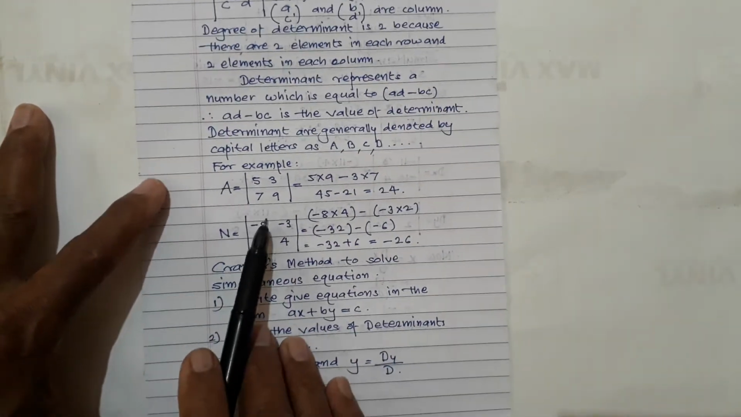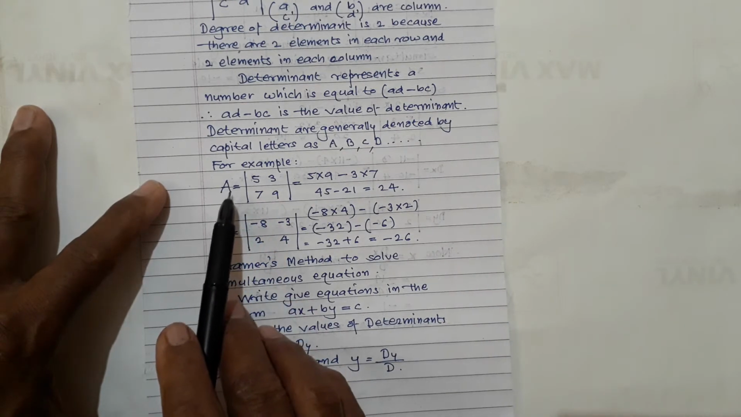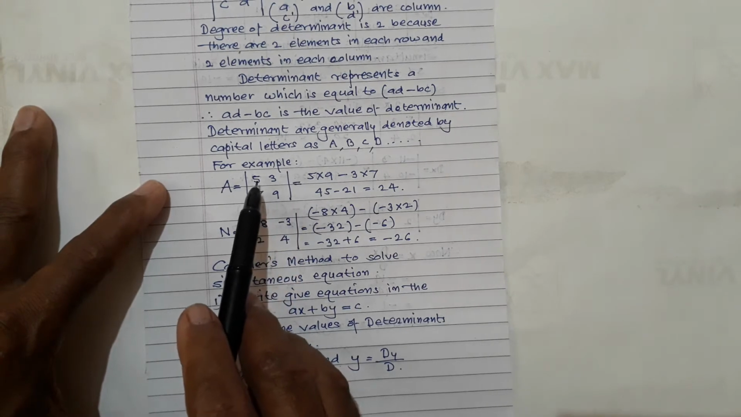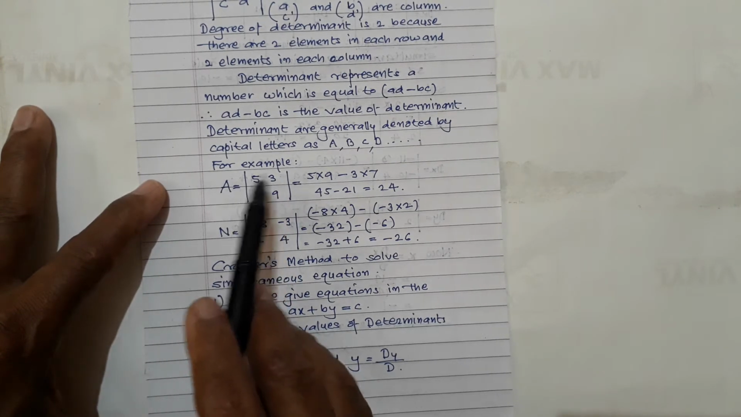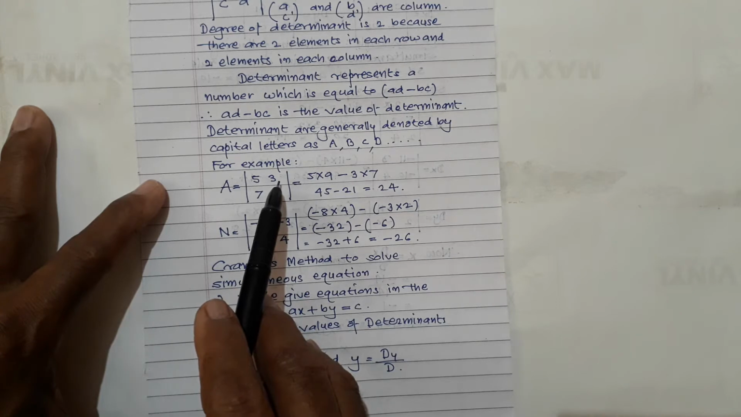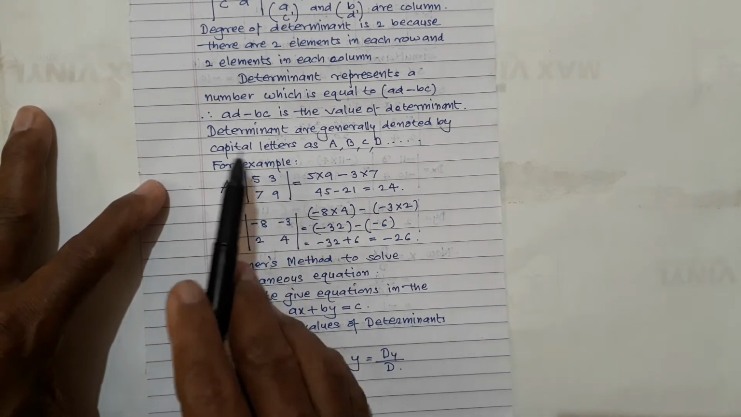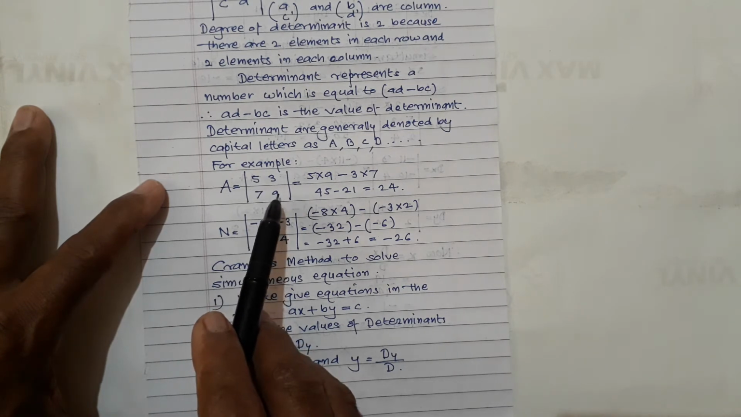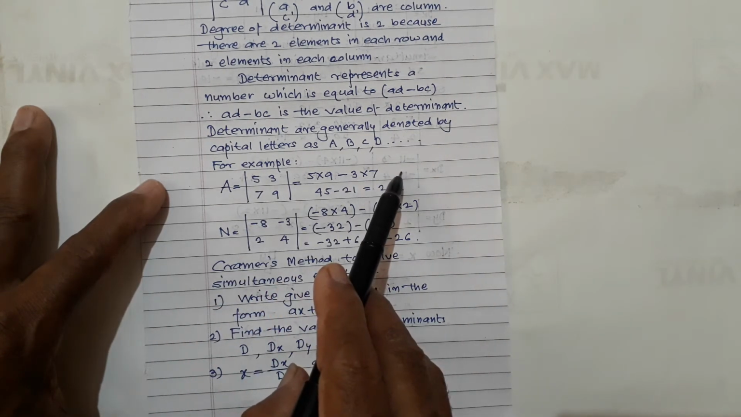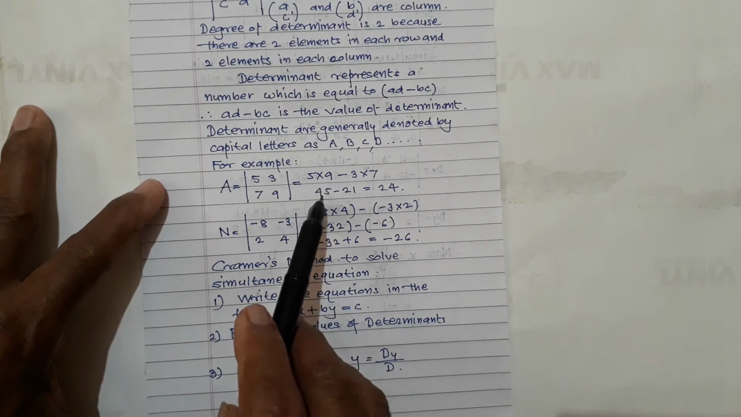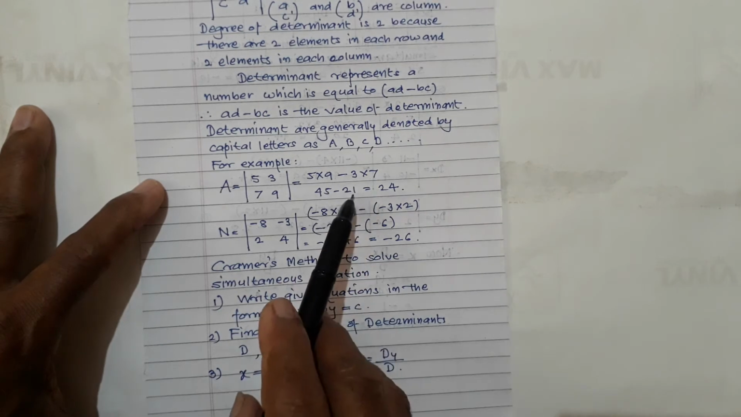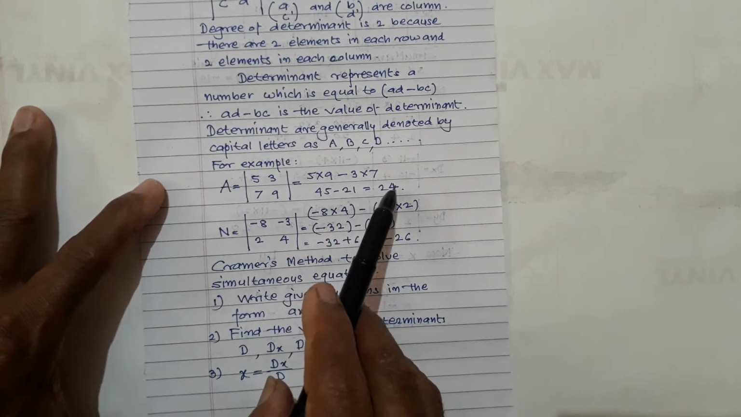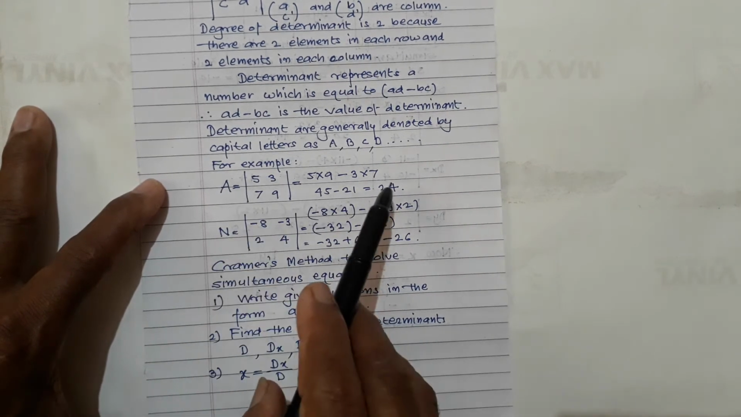For example, determinant A is equal to, with two vertical lines, 5 3 7 9, these numbers are called elements. Now to find the value of this determinant, 5 into 9 minus 3 into 7. So 5 into 9 is 45, minus 3 into 7 is 21, 45 minus 21 gives you 24. So this is the value of this determinant.